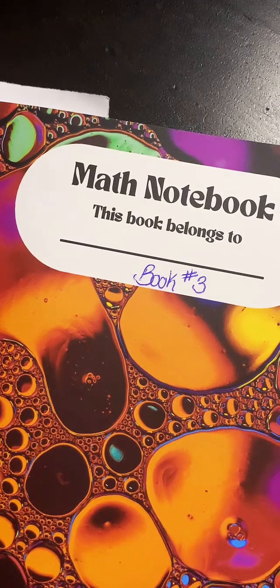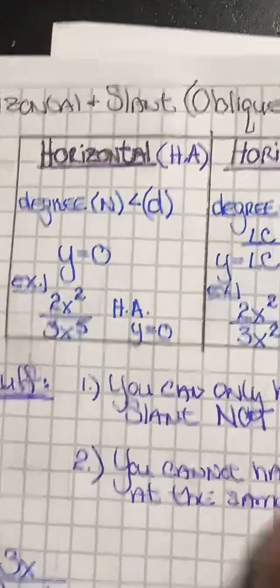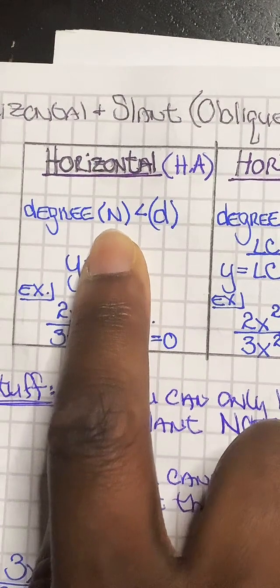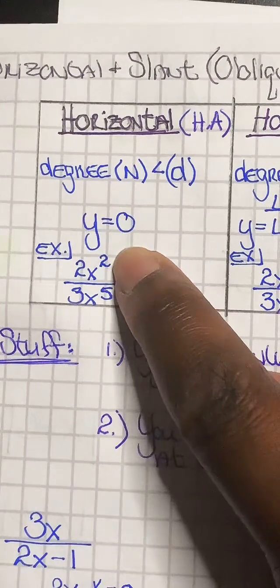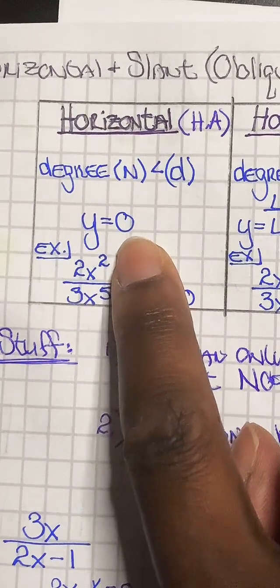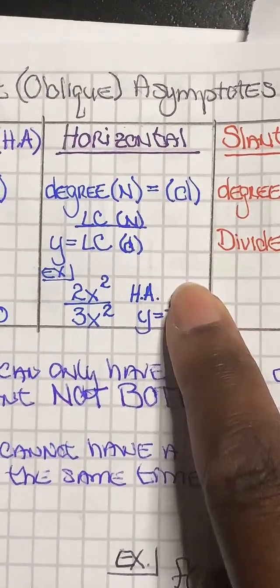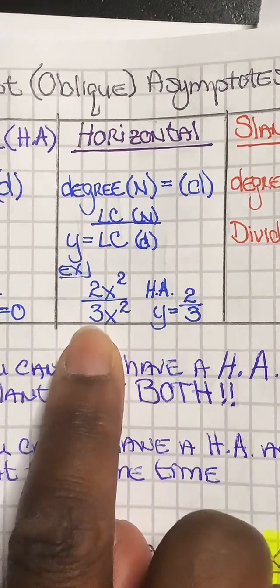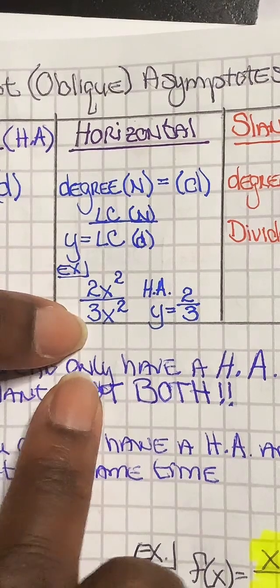How do you find the HA again? Sure, one second. Okay, so you always look at the degrees. If the degree of the numerator is less than the degree of the denominator, like for this one, my numerator was a 2 and my denominator was a 5, that means your horizontal asymptote is always going to be y equals 0. If they are the same, then your horizontal asymptote is going to be y equals whatever your leading coefficients are, which is my 2/3.